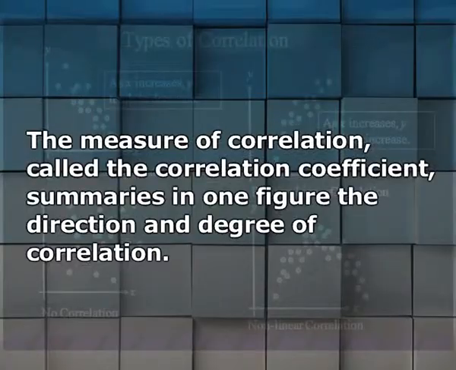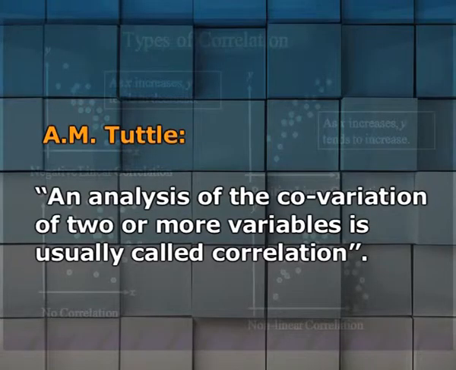The statistical tool with the help of which these relationships between two or more variables are studied is called correlation. The measure of correlation, called the correlation coefficient, summarizes in one figure the direction and the degree of correlation. Correlation analysis refers to the techniques used in measuring the closeness of the relationship between the variables. A very simple definition of correlation is given by A.M. Tuttle. He defines correlation as: an analysis of the covariation of two or more variables is usually called correlation.